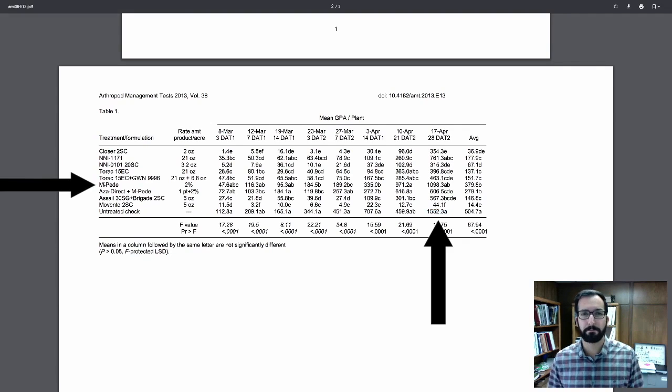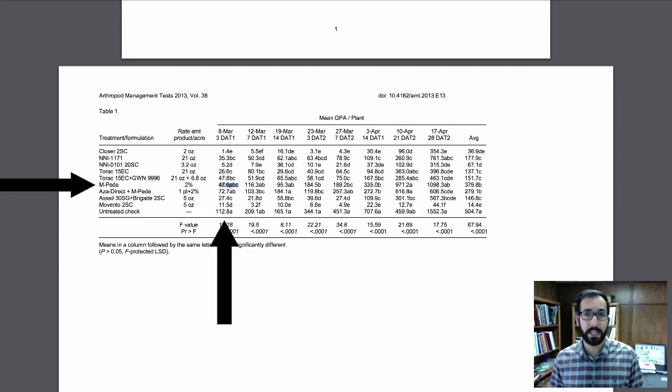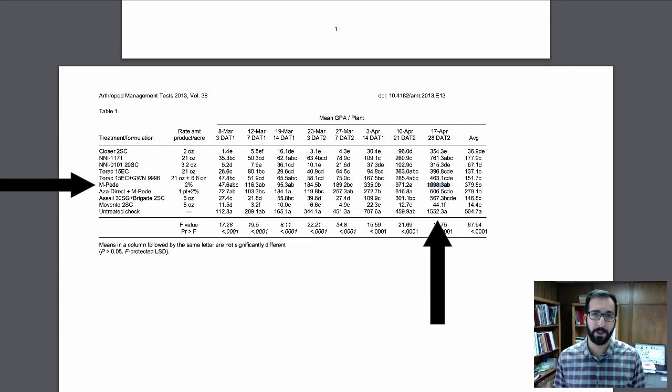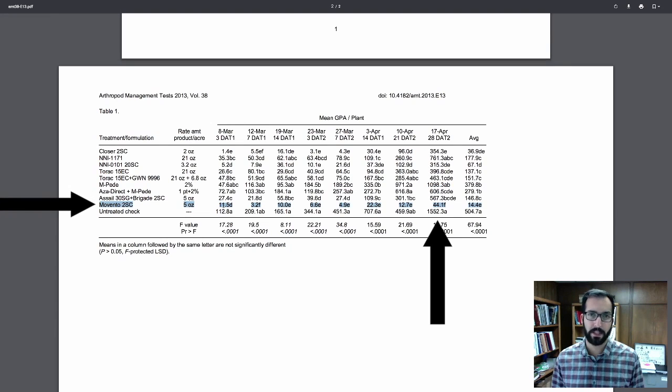Now let's look at Impede. By 3 days after treatment, Impede had about half the number of aphids as the untreated check. But 47.6 aphids per plant on average is still quite a bit. By 28 days after treatment 2, aphid numbers are over 1,000 per plant, which is not really different from the untreated check. So although Impede may have provided some limited suppression of the aphids, it did not really provide sufficient control.